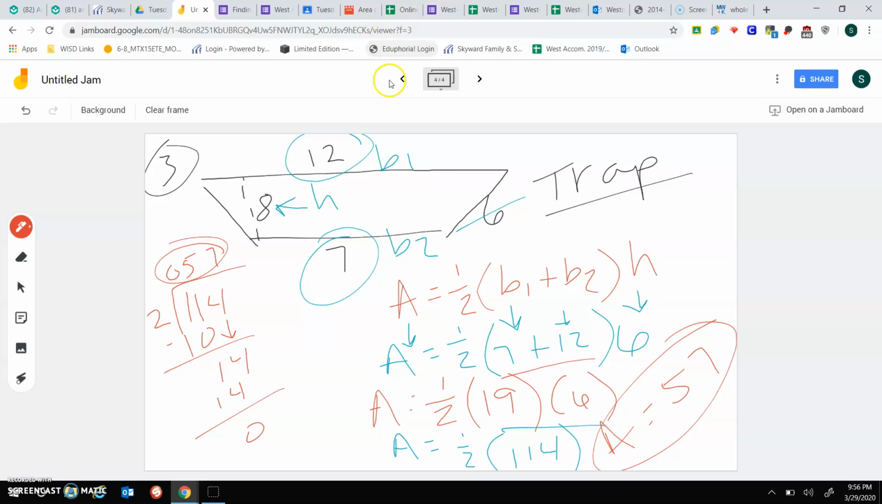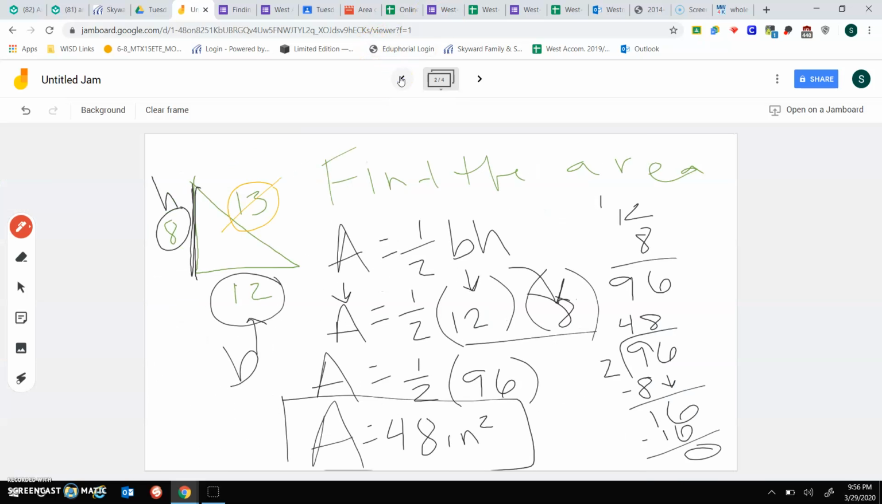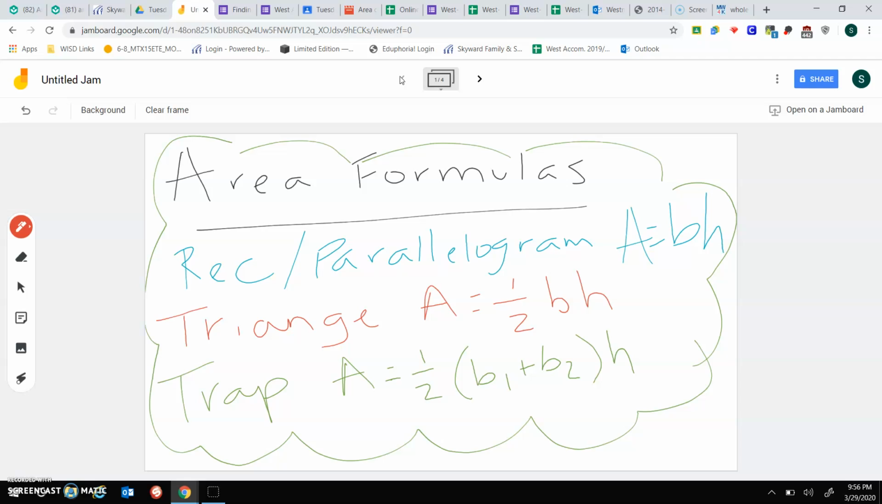Okay, so I'm going to go back to slide number 1 and make sure that you have these formulas written down. You have to identify, is it a rectangle, is it a parallelogram, is it a triangle, is it a trapezoid? Write down your formula, plug it in, and solve.